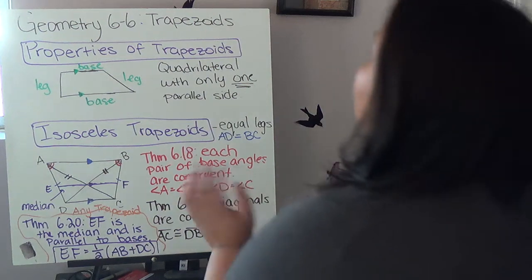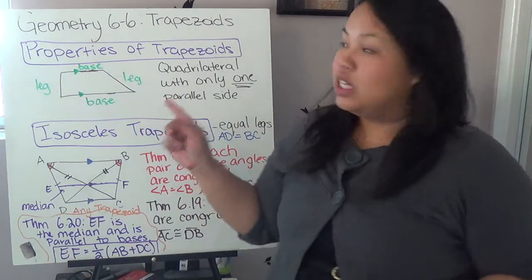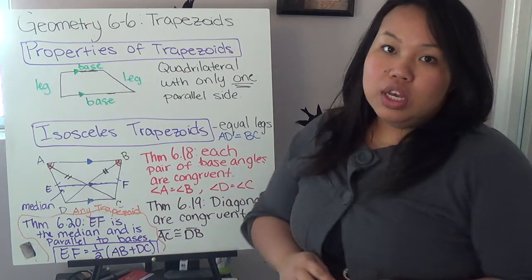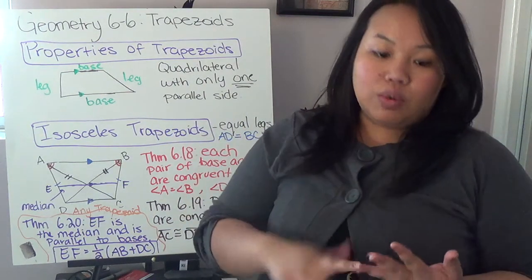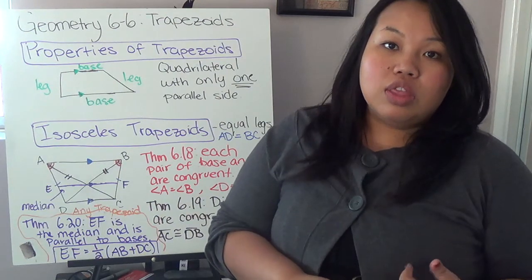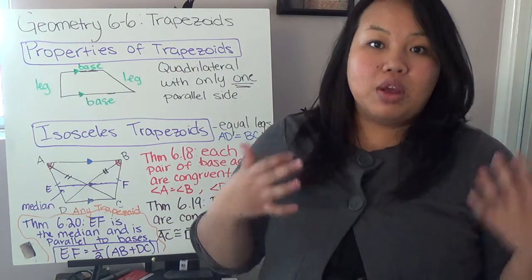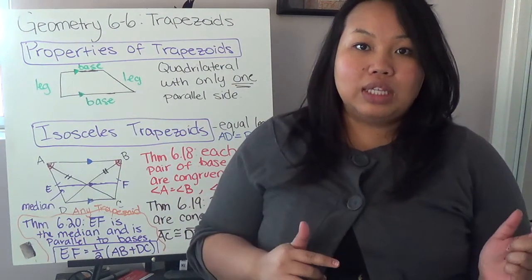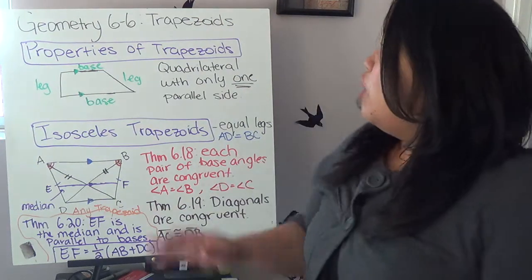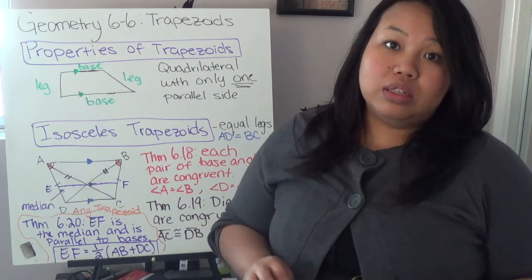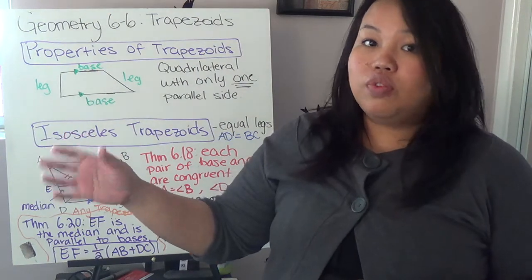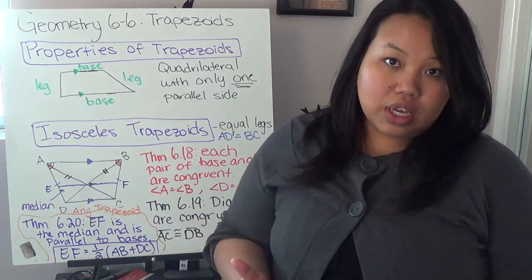In your last section of Geometry 6.6, we're dealing with trapezoids. When we were dealing with rhombus, squares, and rectangles, they were all part of a parallelogram, and a parallelogram means that two opposite sides are parallel. Well, this doesn't even fit in any of them. A trapezoid is like a different version of a quadrilateral. A quadrilateral is a four-sided figure.